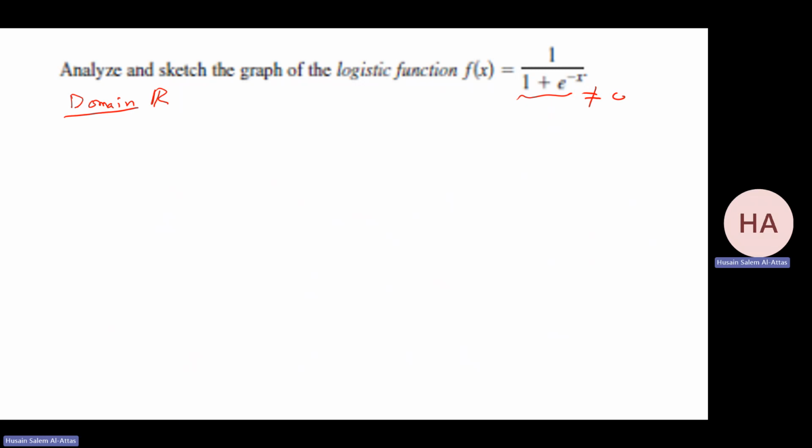Okay, now intercepts. The y-intercept is the easy one. I set x equal to 0, and I'm getting y equal to 1/2. So I have the point (0, 0.5). X-intercept: there is no x-intercept, because this cannot be equal to 0. No x-intercept. Symmetry: no symmetry. Asymptotes.